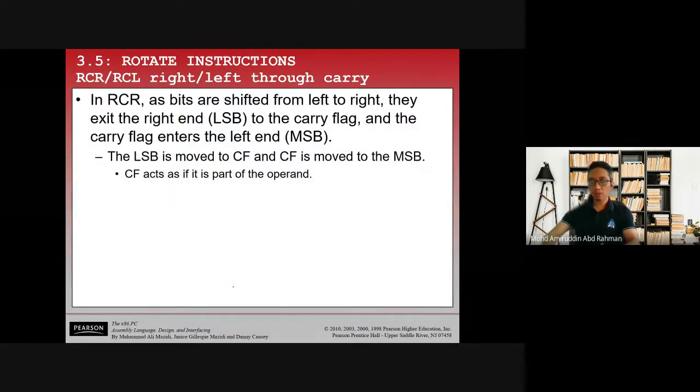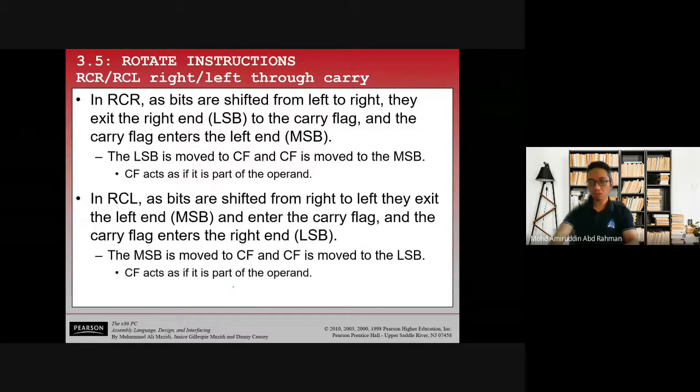Let's have a look at RCR and RCL. In RCR, as the bits move from the left to the right, they exit the right end to the carry flag, and the flag enters the left end, the more significant bit. The least significant bit is moved to CF, and CF is moved to the most significant bit, meaning that the CF acts as if it is part of the operand.